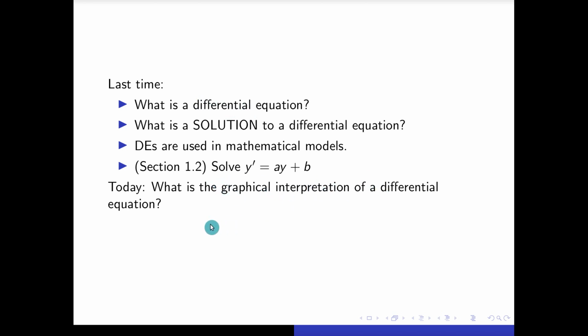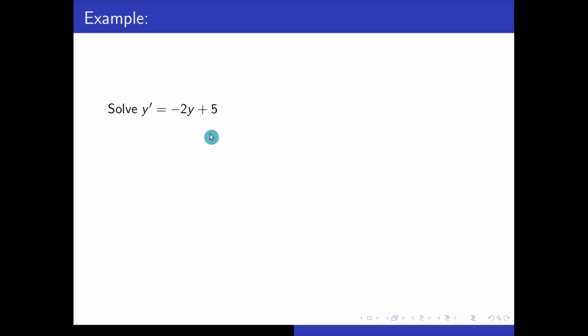So what is a differential equation? Here's an example before we get too far into it. I just wanted to review a little bit about the algebraic version. Do you remember how to solve this? If we have ay plus b, the solution is c e to the at minus b over a. So if we just look at this, we get c e to the at minus b over a. Good.